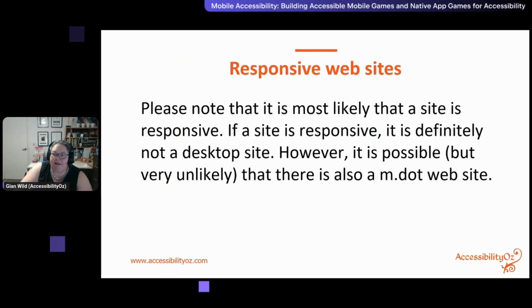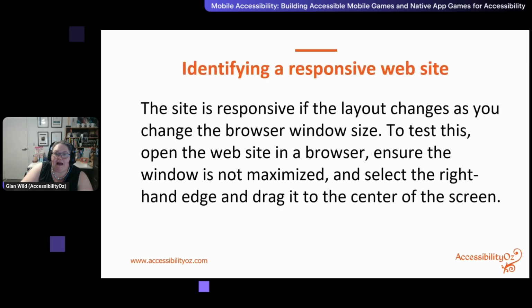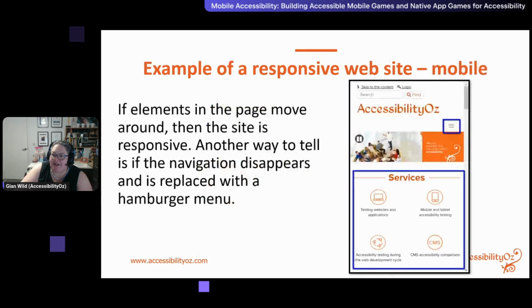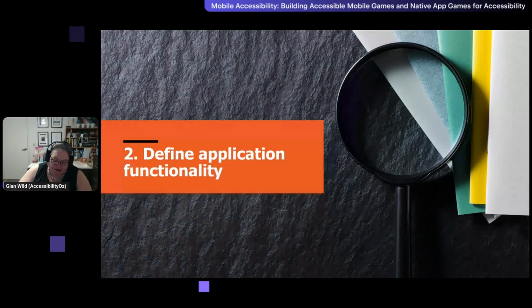So most likely sites are going to be responsive. If a site's responsive, it's definitely not desktop, but there could still be an m.dot site. Easy way to identify a responsive site is basically change the size of the browser window. If you have a site like this, you make the window smaller and it actually changes quite significantly. That's how you identify it. Now, if you ever go, oh my gosh, I have no idea what she's talking about, all this information is in the documentation.